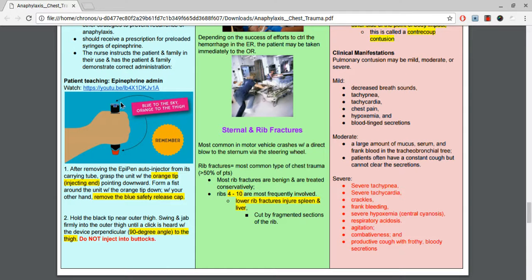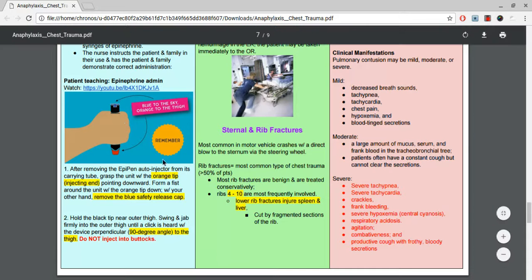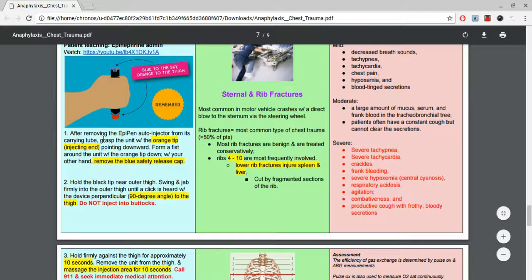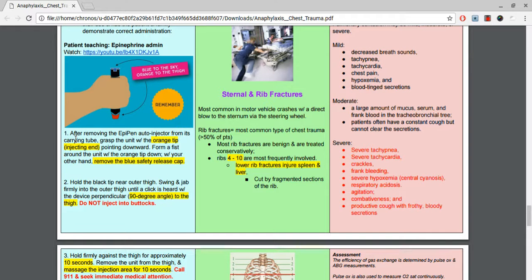Basically, blue to the sky, orange to the thigh. Okay? That's basically what I want you to remember. So here's a more in-depth explanation of the EpiPen administration that I got from the book. You're gonna basically grasp it in your hand. You're gonna put the orange tip, the injection, pointing downwards. You're gonna remove the blue safety release cap, as you can see here, the blue to the sky, orange to the thigh.